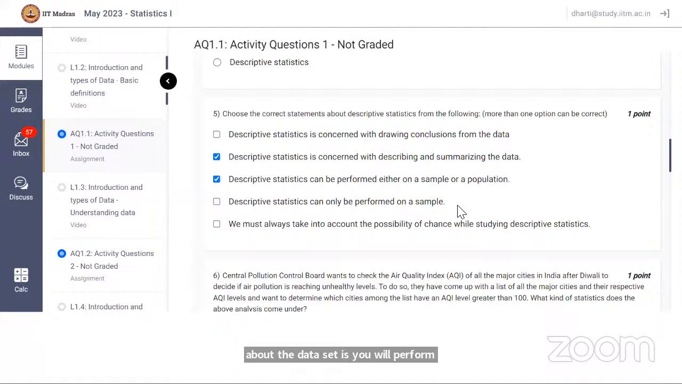So till now we have studied that we have either a population or a sample, so you can study descriptive statistics on a particular sample also. Option D says it can only be performed on the sample, and that is false. Why is it false? Because it may be possible that you are able to perform statistics on the population also.